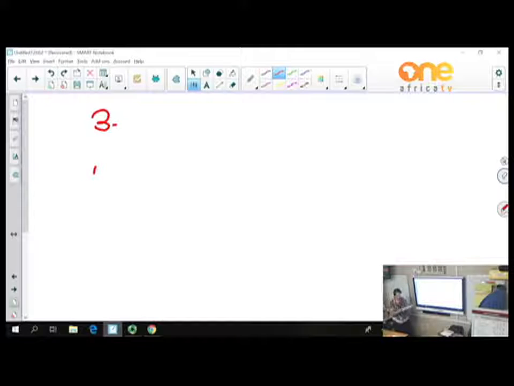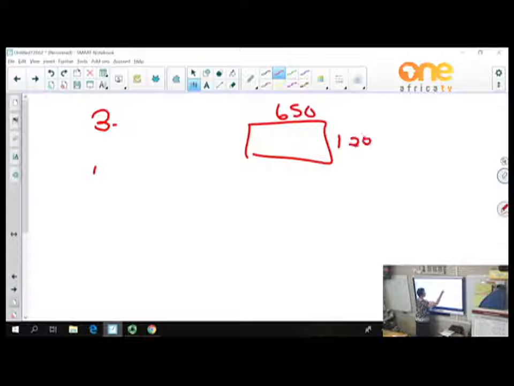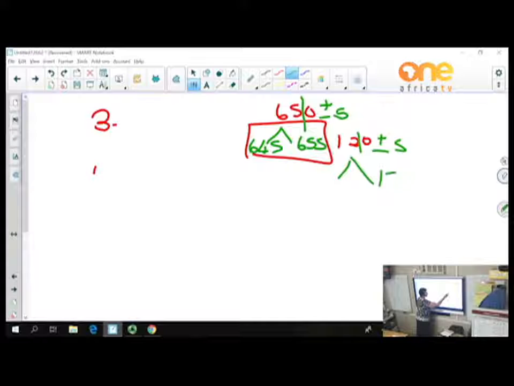So number 3 says now, it is a rectangle again, and this one is 650, and this one is 120. Now they say it's to 2 significant figures. So where is 2 significant figures? There. So what is the maximum error here? And the same here, there's 2 significant figures, so it's plus or minus 5. So the upper bound is 655 and the lower bound is 645. Here the upper bound is 125 and the lower bound is 115.